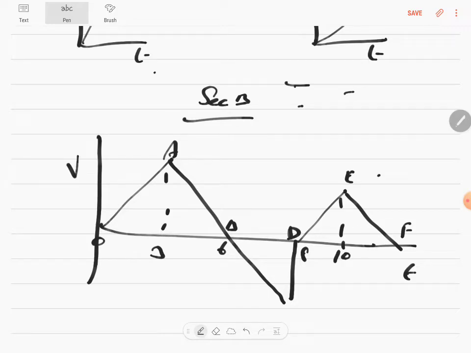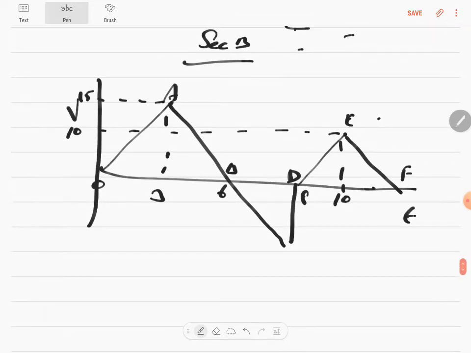This point here is 15. The point E corresponds to 10 meter per second, and there is this point C which corresponds to minus 10. Obviously it's the 5.